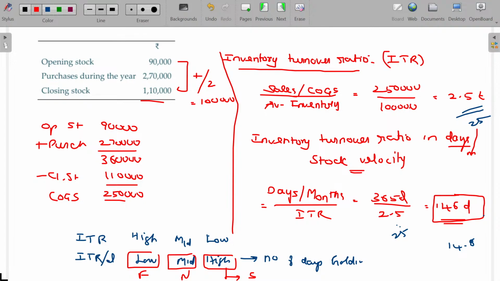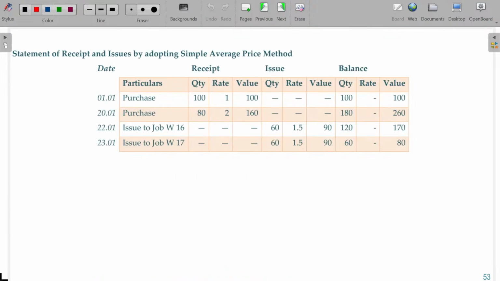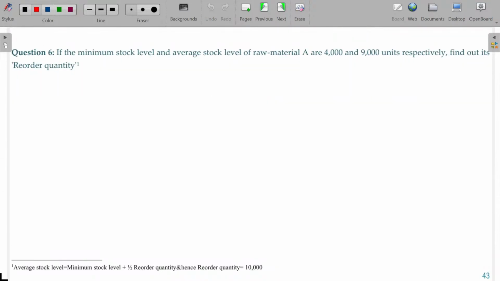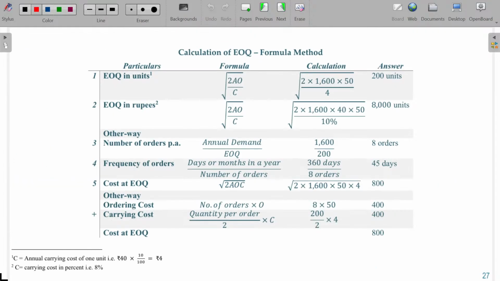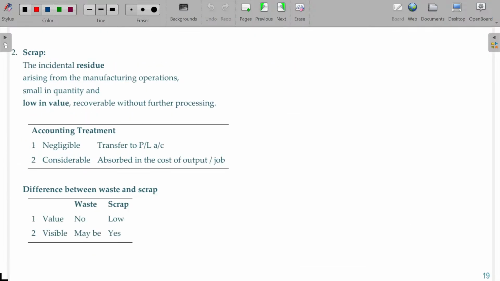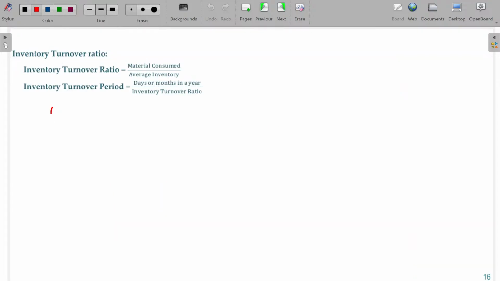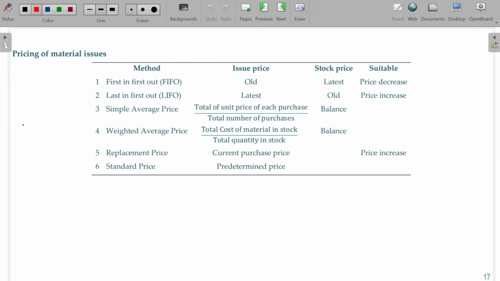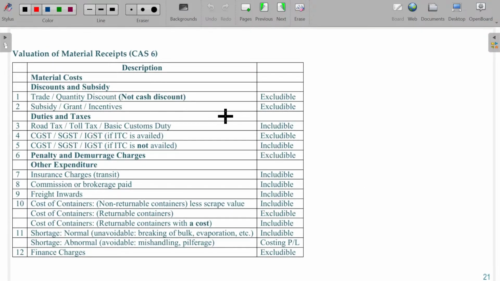Shall I move on to the next one? Now, we have completed ABC analysis and inventory turnover ratio. Pricing is also over. We have to study wastage and spoilage later on.